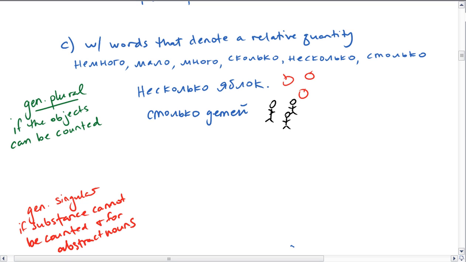And that's true in English. You would say so many children, but you wouldn't say so many soup, right? So in Russian, soup is something that we can't count. It's a substance that cannot be counted in English or in Russian. So you can say a lot of soup, you can say много супа, right? And so that's in the genitive singular. Or if it's an abstract noun, сколько шума, like how much noise, right?